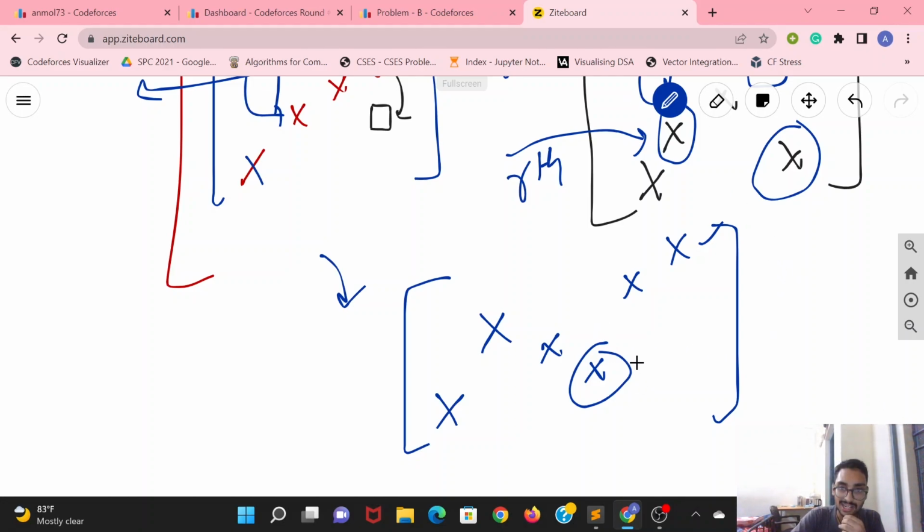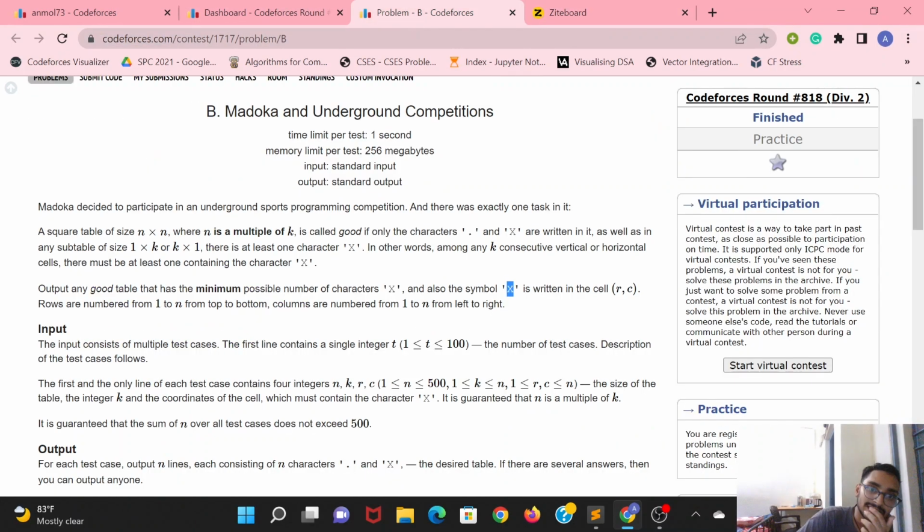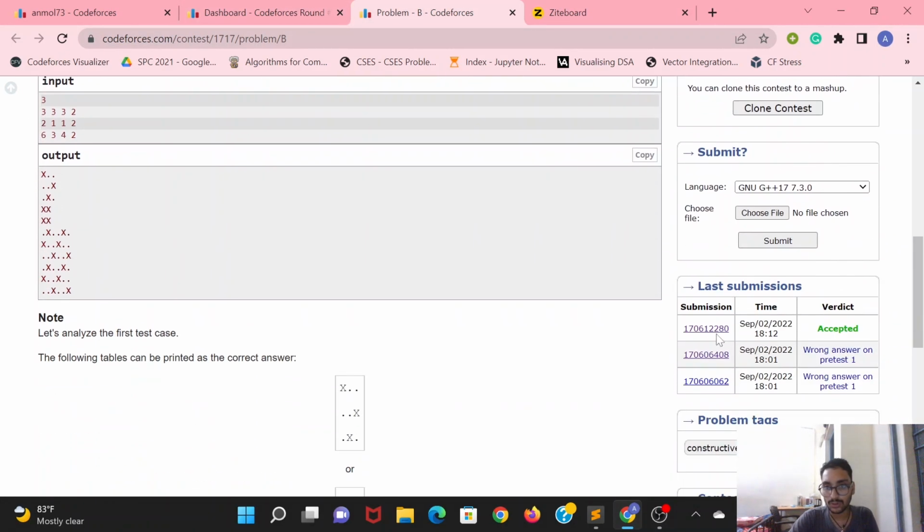I'll again summarize the last part. You find r comma c, you see the cth column, you find the position of the x in that thing, and you swap these both. Now you see the rth row, you find the position of x in the rth row, and you swap it with the intersection of that column and the corresponding row out here. So that is what I've written in code also. I'll show you the code.